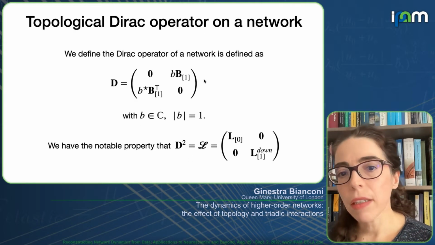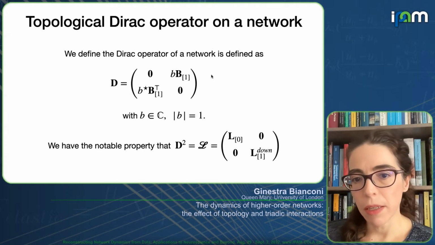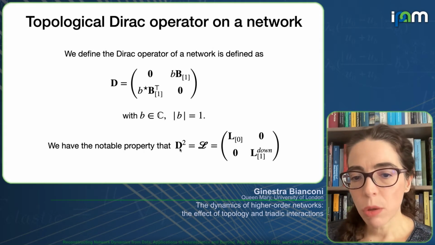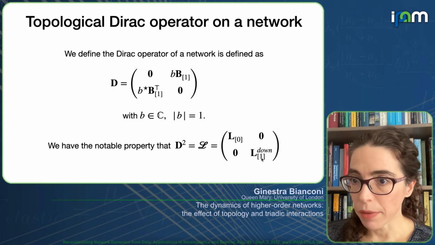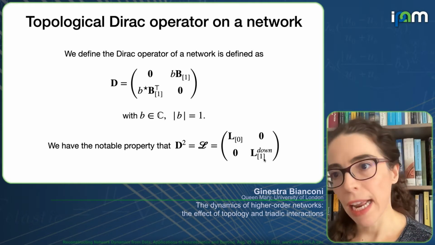And then the Dirac operator projects the signals on the links into the nodes and the signals on the nodes into the links, so that actually the square of the Dirac operator is the Laplacian matrix, the diagonal block Laplacian matrix. So you have L0 and L1 down.